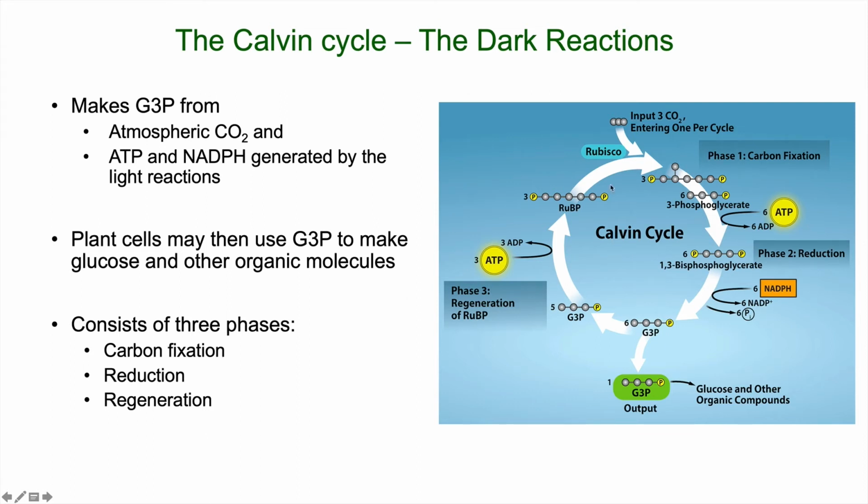So there are 3 phases to this. Carbon fixation, where we're taking the CO2 and converting it from a gas into a solid organic molecule. Then there's a reduction phase, where we're going to be adding protons and electrons to that organic molecule. And then there's a regeneration phase, where we have to rebuild the RuBP that we started with in order for a second cycle to occur.